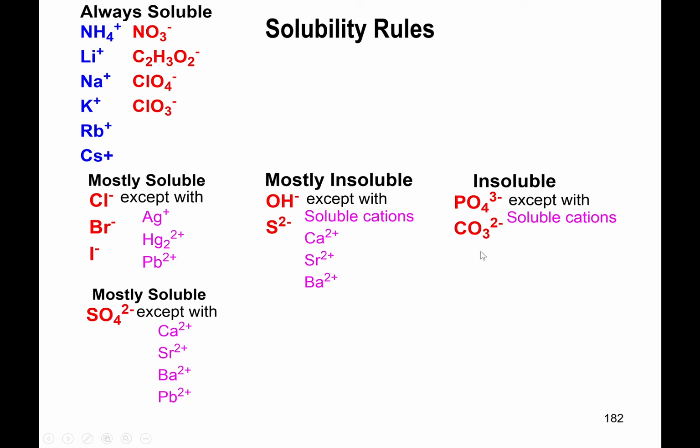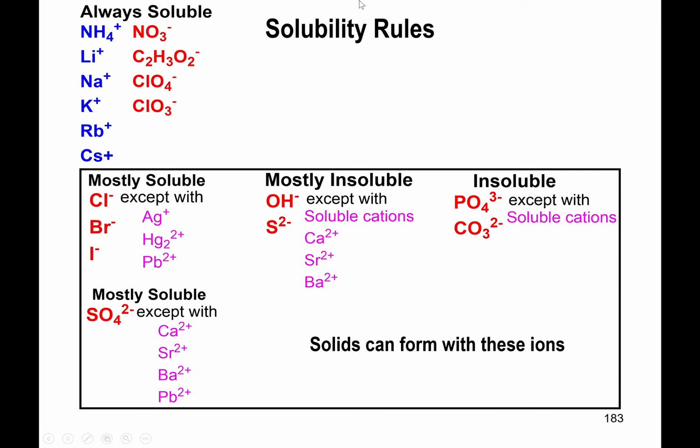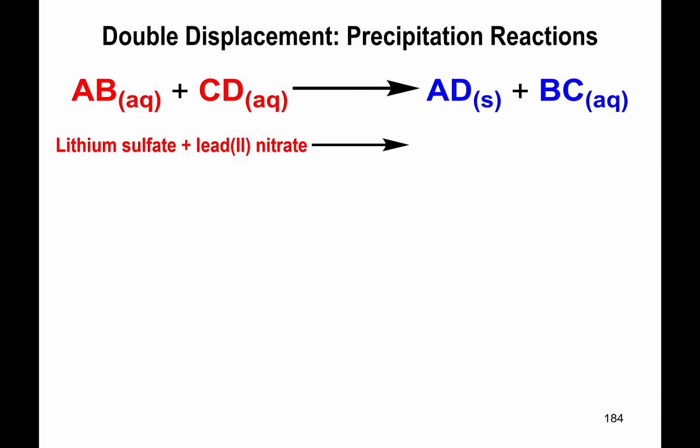Phosphate and carbonate, on the other hand, these particular anions are expected to be fully insoluble unless you mix them with the soluble cations NH4, lithium, sodium, potassium, rubidium, or cesium. Together, all of this forms the solubility rules. And what's enclosed here in the box is the parameter, or rather parameters, where you would expect to find solids in solution. Alright, so now, with solubility rules discussed, now we can actually look at the process of undergoing double displacement reactions and determining whether we're going to get a solid or not.